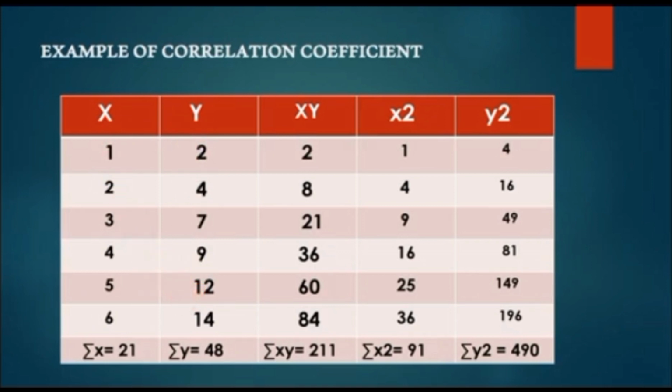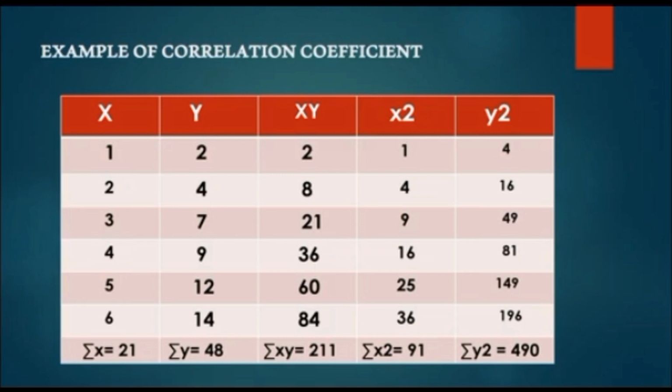So for x, we multiply it. The sum of x equals 21. For y, the sum of y equals 48. To get xy, we multiply x times y.